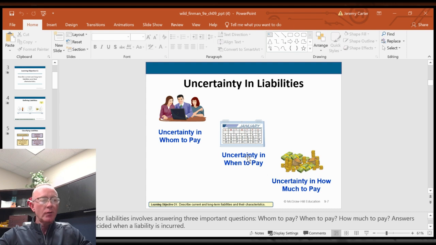Sometimes we have some uncertainties and we have to figure out how much we have to pay them. If there is uncertainty, we have to figure out if we even need to record them or not.